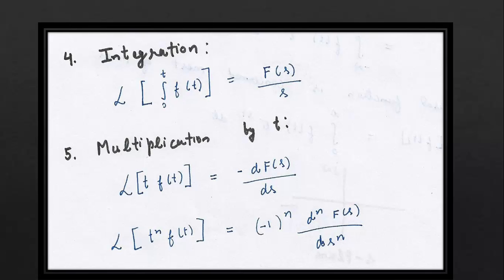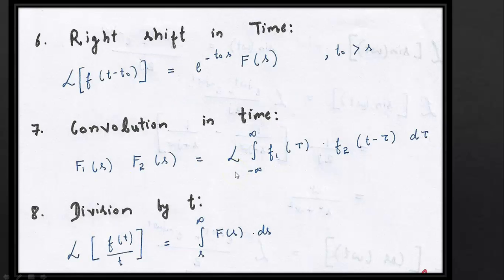Next is integration with respect to time, that will be equal to F of s by s, then multiplication by t, that will be equal to minus dF of s by ds, then right shift in time, then convolution in time, then division by time. So you have to remember all these properties.